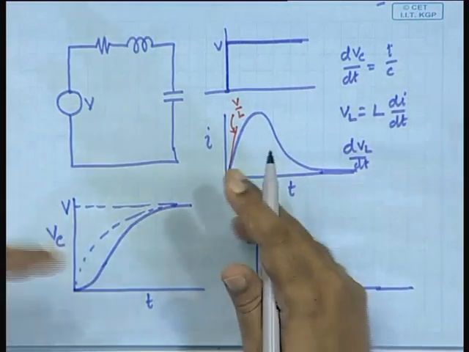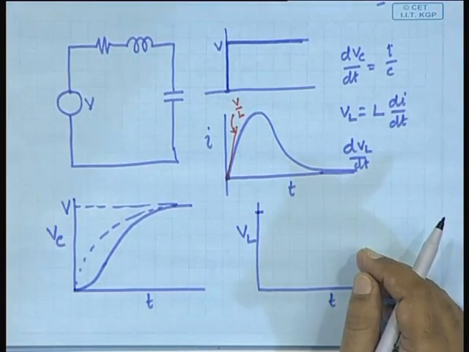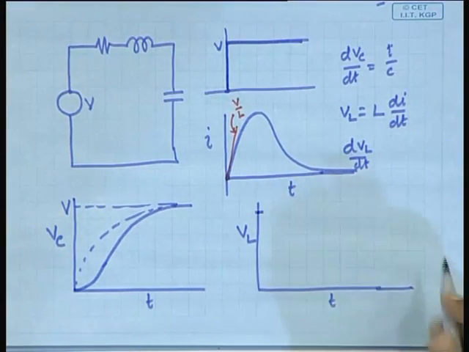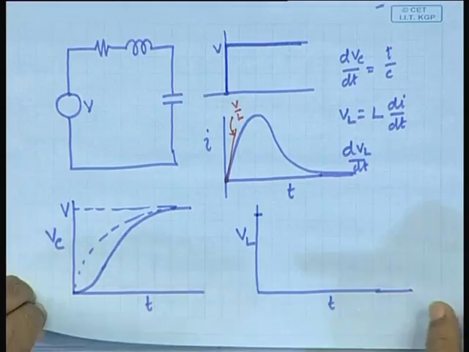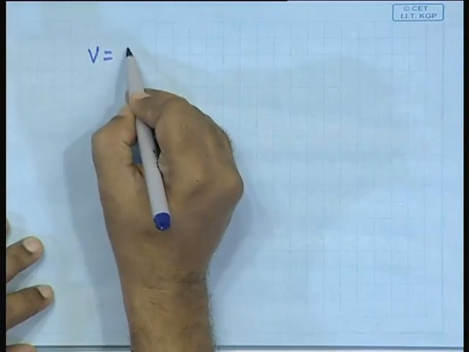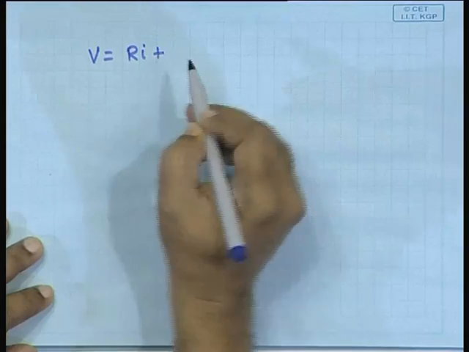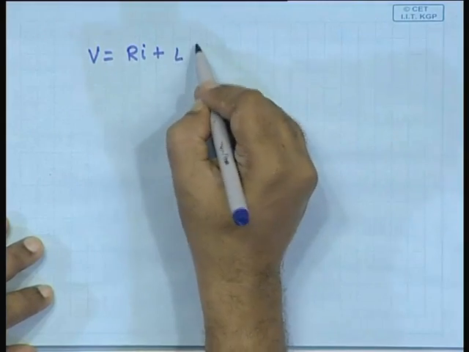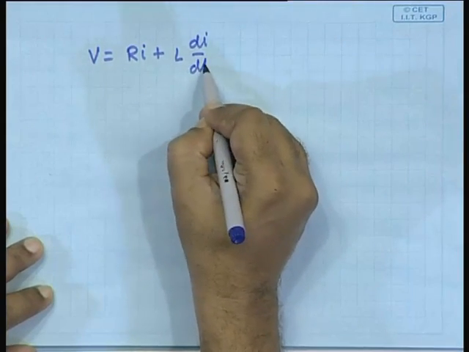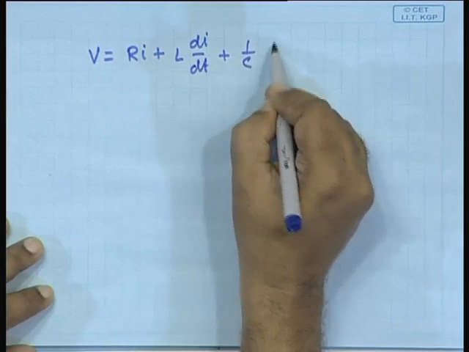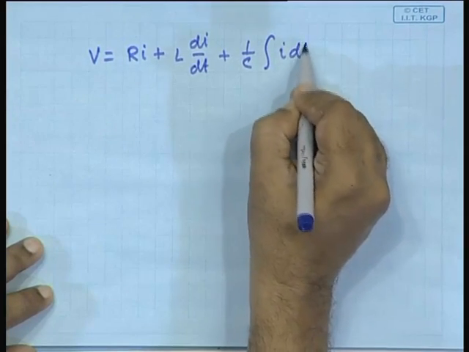That will be obtainable from the equation itself. Look at the equation. Yesterday we did it. What was the equation last time? We had written the equation as V is equal to R I plus L di dt plus 1 by C integral I dt, right?